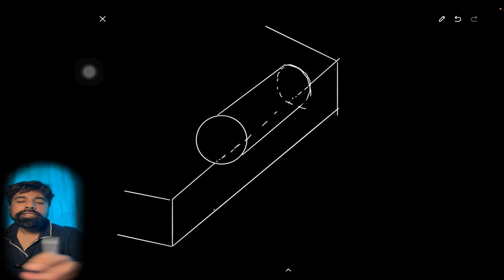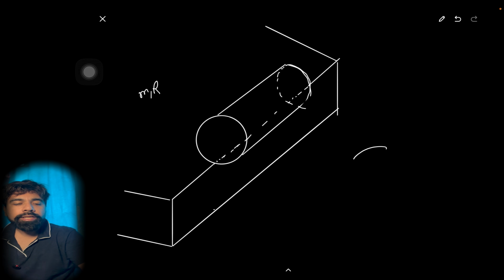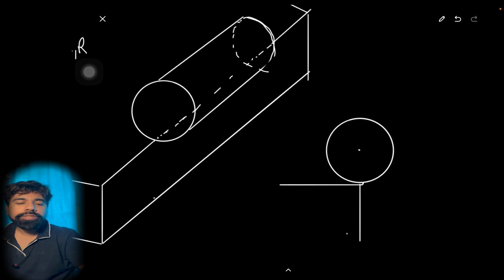The question says that this is a solid cylinder of mass m and radius r. It is standing at the very edge of the table. That means its center of mass and the edge of the table are on the same line. So if you see in 2D, the figure looks like this. This is the center of mass and the edge of the table is like this. So this diagram that you are seeing is in 3D and this is in 2D. So the center of mass is exactly at the edge. Okay, so 50% of the cylinder is outside the table.